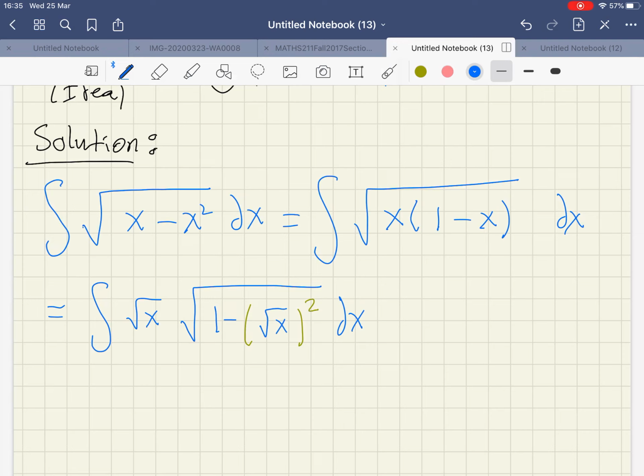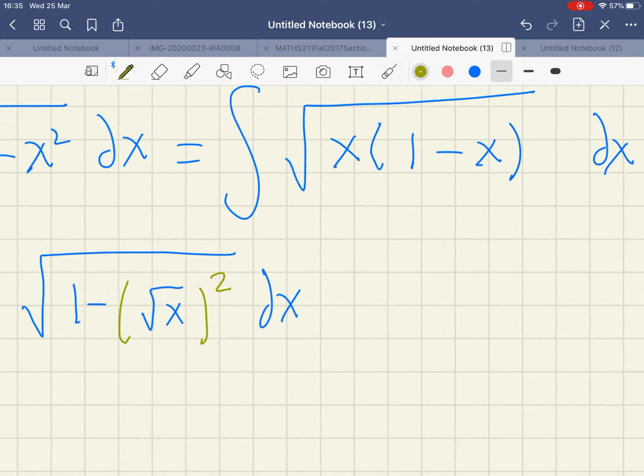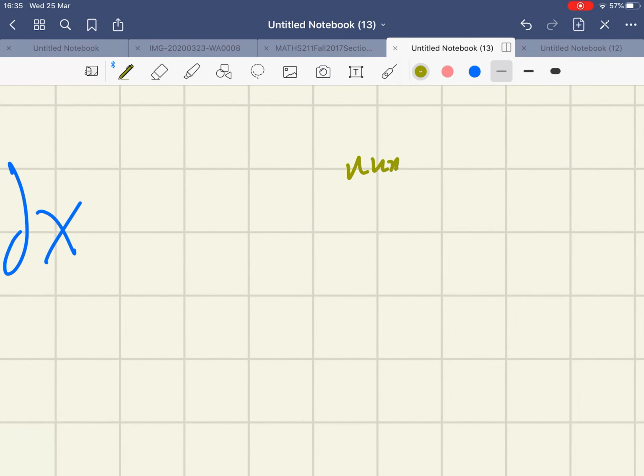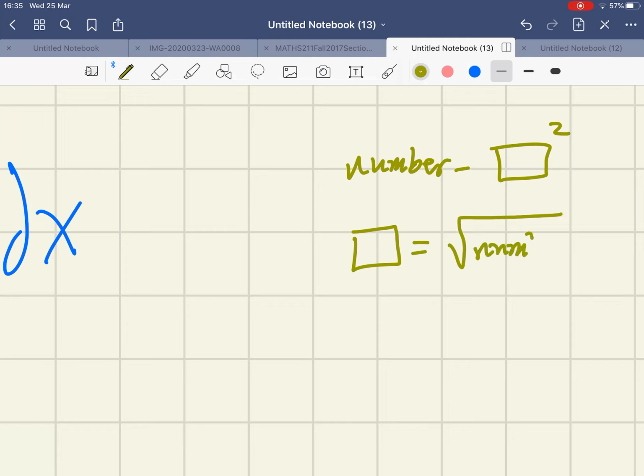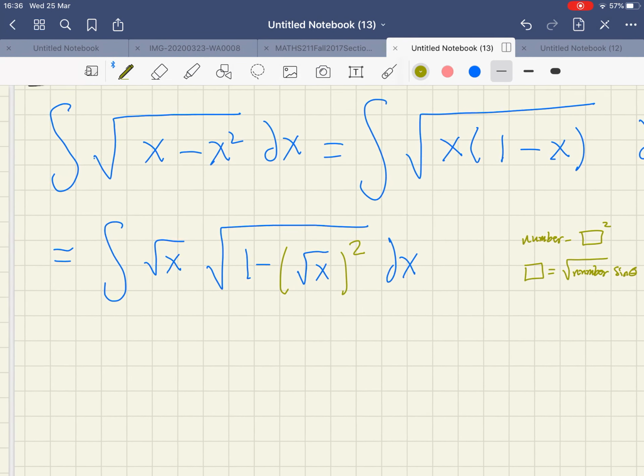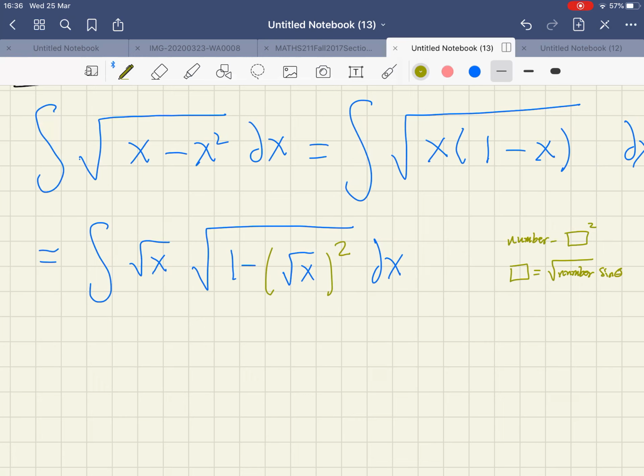Okay. Now what kind of substitution do I need to use? Remember, if we have a number minus something square, what you need to do is you take square root of that number sine theta blindly. That's what we need to do. That's exactly what is required from us. So let's do that substitution up here and let's see what we get. Now square root of x, I will substitute it as square root of 1, which is 1 sine theta. That's exactly what I need to do.